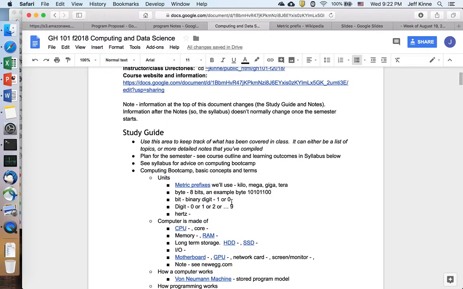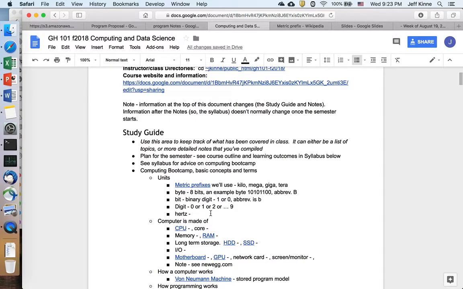An abbreviation for bit would be little b, and an abbreviation for byte would be big B. So if you see kilobytes, kilobits, big B for bytes, little b for bits. Okay, hertz. So these are talking about an amount of information, bits and bytes. Metric prefixes get used for numbers of bytes, but also other things to say how many.